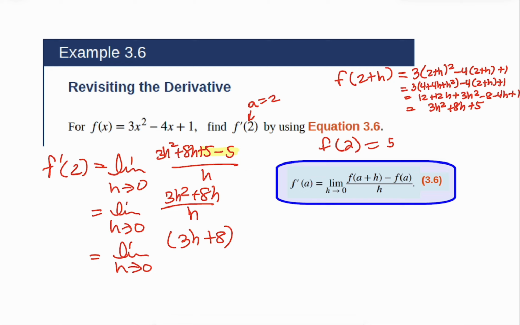If we plug in 0 for h, we get 8, which is exactly what we found on the last slide, that our slope of our tangent is 8 at the point of a being 2. So different formulas give us the same exact value.